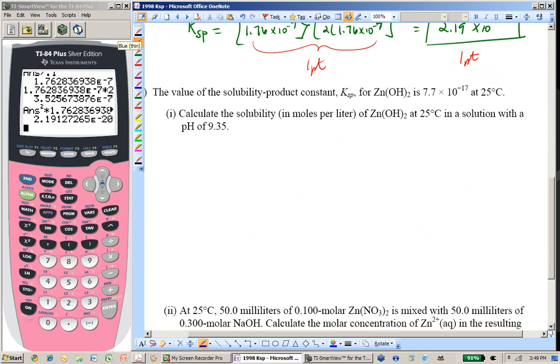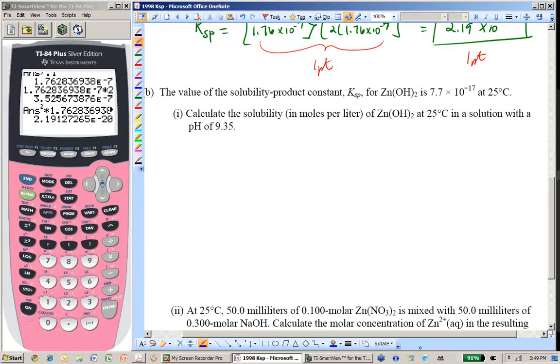All right, so now the value of the solubility product of a different critter, zinc hydroxide, is 7.7 times 10 to the minus 17, danged insoluble, at 25 degrees Celsius. So calculate the solubility in moles per liter of zinc hydroxide at 25 degrees Celsius in a solution with a pH of 9.35. Okay, this is a hydroxide. That's a base. You know that from first year chemistry. pHs are about acids, but pH plus something called pOH is equal to 14. We'll have a whole big giant unit on that, about how all the theory runs behind that.